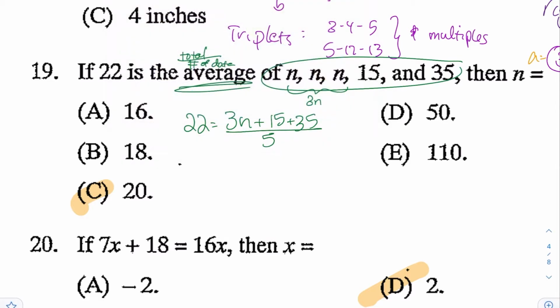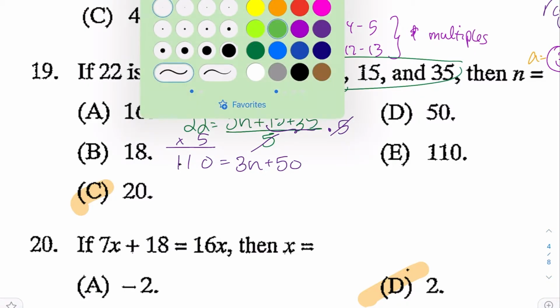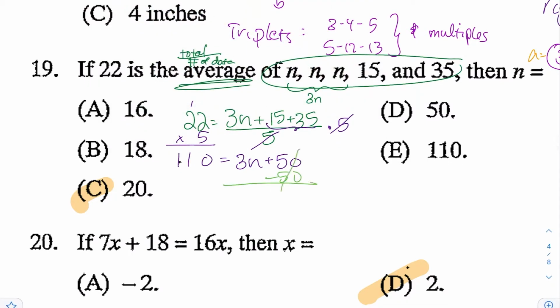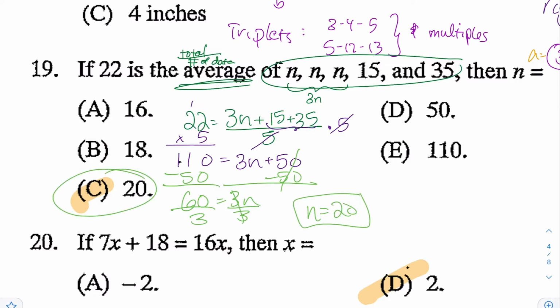And from here, you can multiply by 5 on both sides. And then 15 plus 35 is 50. And from here, you can subtract 50 on both sides to solve for n. You get that 60 is equal to 3n, and you divide by 3, you get that n is equal to 20. That's choice C.